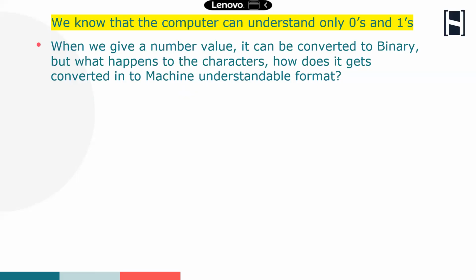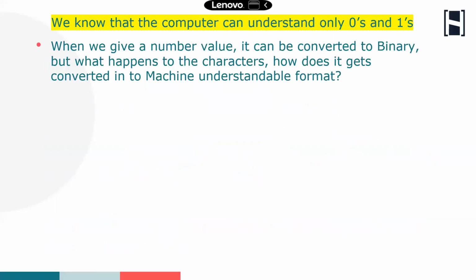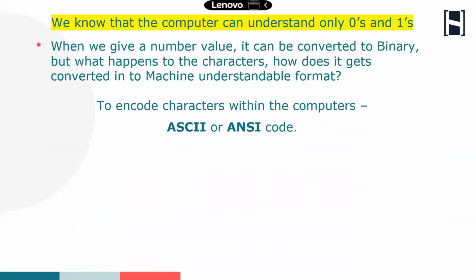Right. So now when I give a character like this, say the variable name is gender, and I am storing the character F, or the hash symbol, or dollar symbol, or at the rate of symbol inside that variable, how will my compiler understand that? How is my compiler going to understand a dollar sign as a value? For that, we follow the concept of encoding.